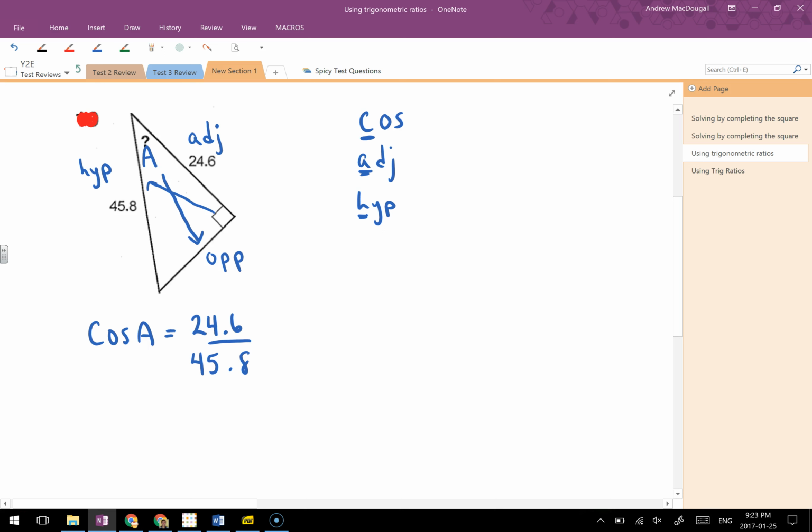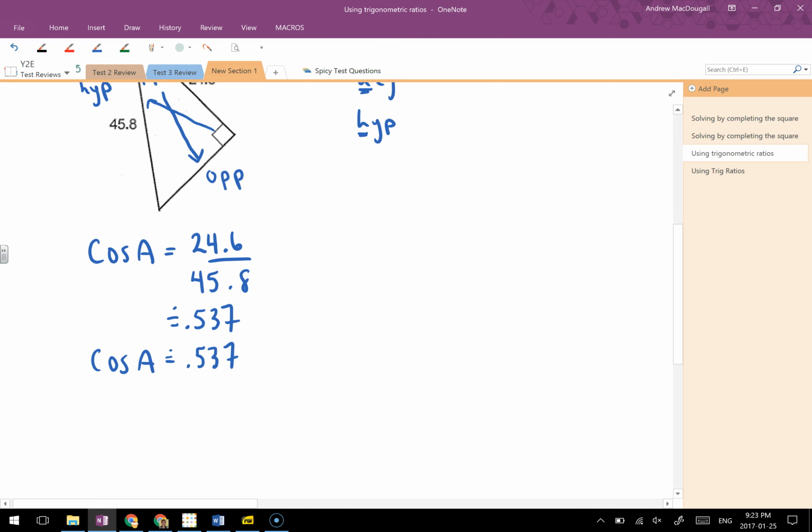And we can plug that into our calculator to get a decimal approximation. Let's see what we get. 24.6 divided by 45.8 works out to be, rounded, 0.537. So what do we know? We know the cosine of A is roughly equal to 0.537.